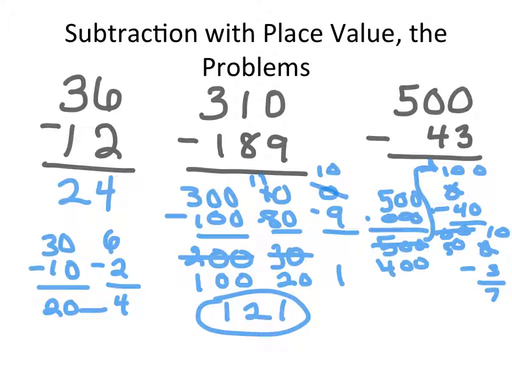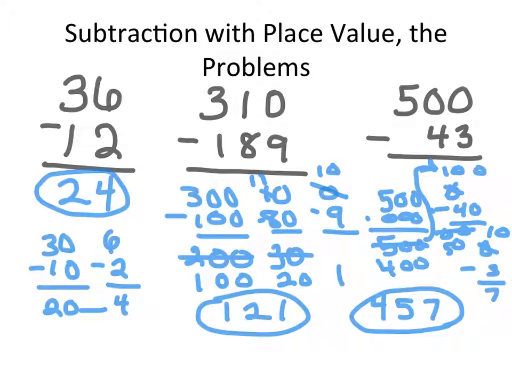So what do we have left? We have 4 hundreds, we have 5 tens, and we have 7 ones. So our answer is 457. Did you notice in all three of these problems that even though technically we did have to do some trading, the trading was much more logical?